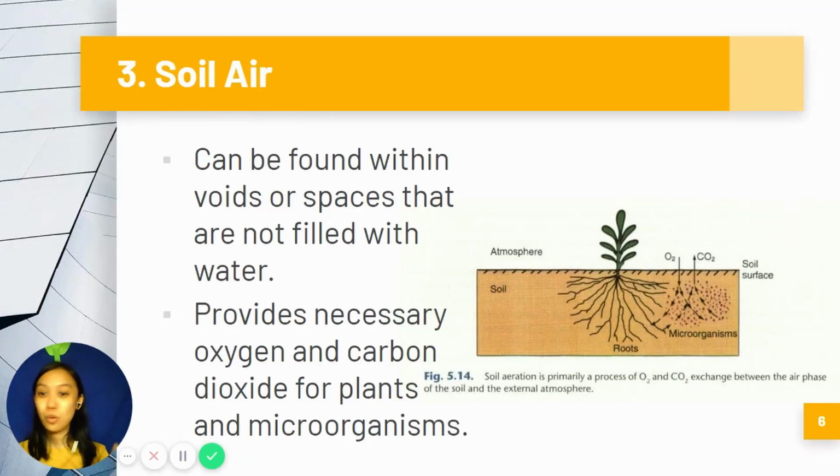What is soil air? It's generally air found in the voids or spaces that are not filled with water. So this actually provides a way for plants to breathe, per se. But in this case, they're not using a nose to breathe or their stomata under their leaves. They're also using their roots. So gas exchange can actually happen in the roots as well.